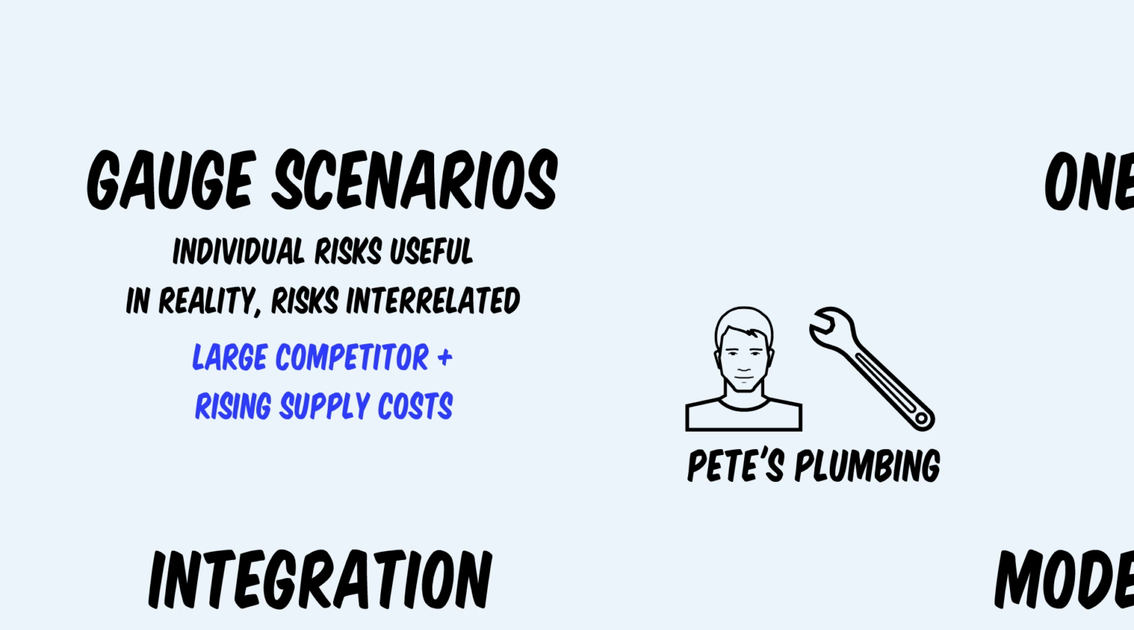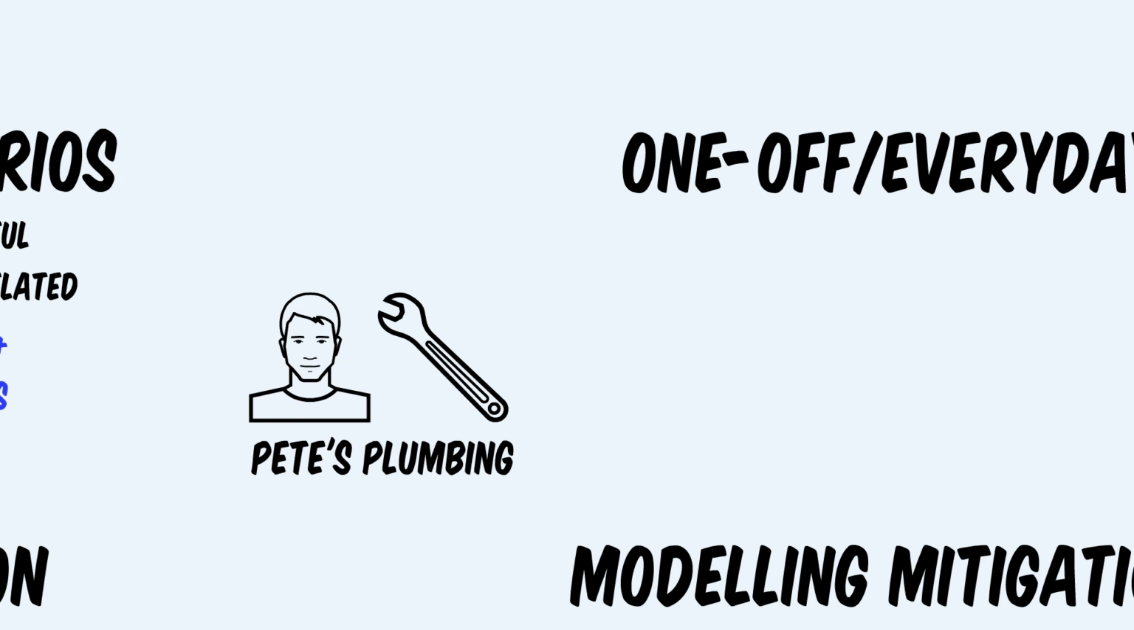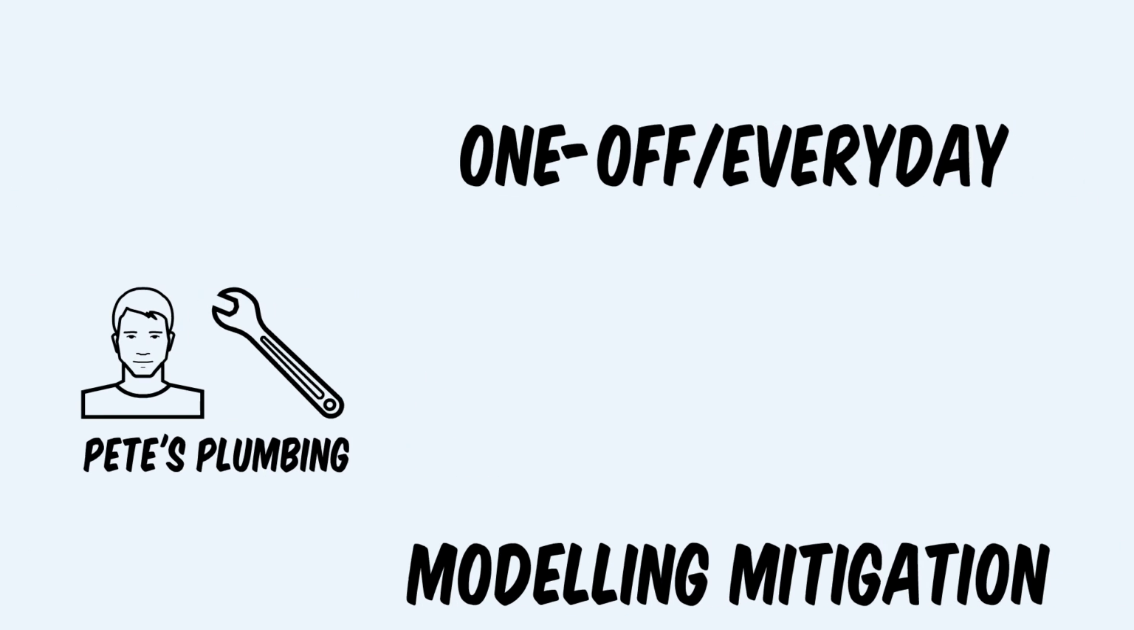So Pete will now need to consider this scenario and need to consider how his business is going to get around the fact that the costs are going to go up and the demand for his services might go down. He then needs to consider the one-off or the everyday. And effective stress testing should consider both everyday risks and one-off risks.